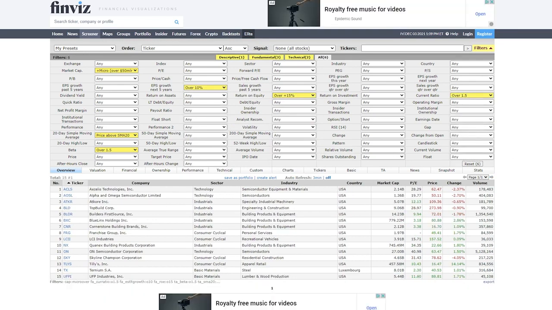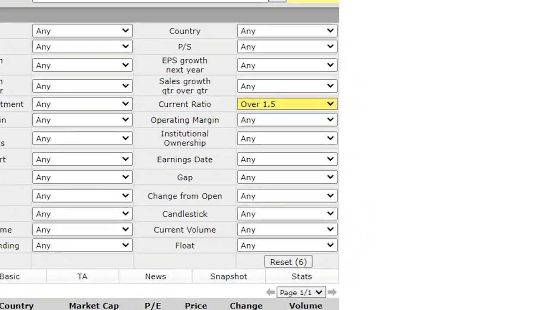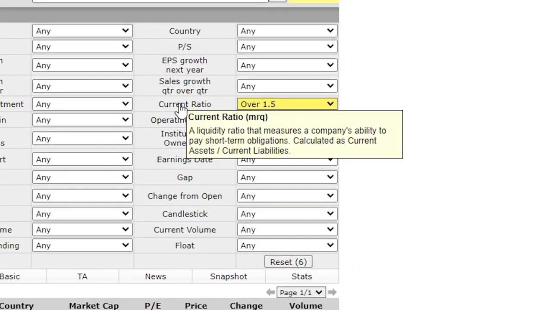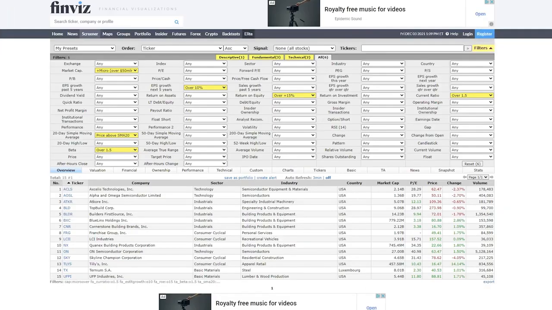Another cool thing about Finviz is that you can get more details about a specific filter if you don't necessarily know what it means. So for example, if you don't know what current ratio is, you can hover over it and see that it's assets divided by liabilities. So if you're wondering why I selected something, just hover over it and it'll explain what that specific filter means.